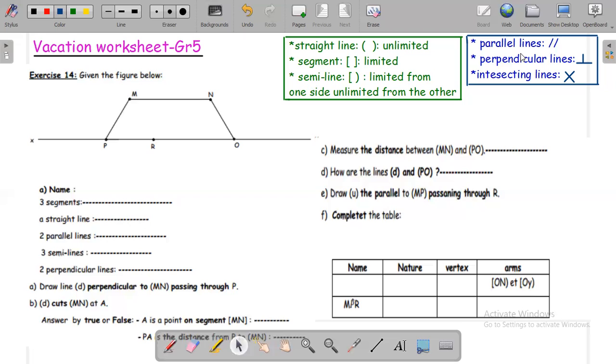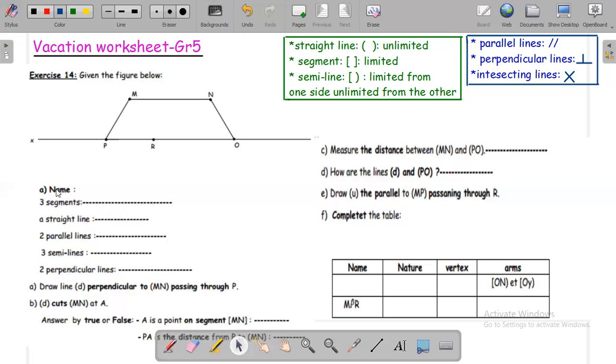Now, what is the meaning of parallel lines? Two lines that never meet. Perpendicular lines have the shape of a plus and they form a right angle. Intersecting lines have the shape of an X.